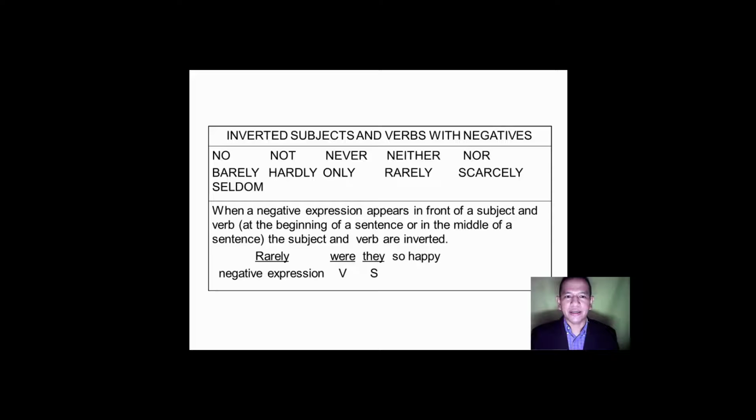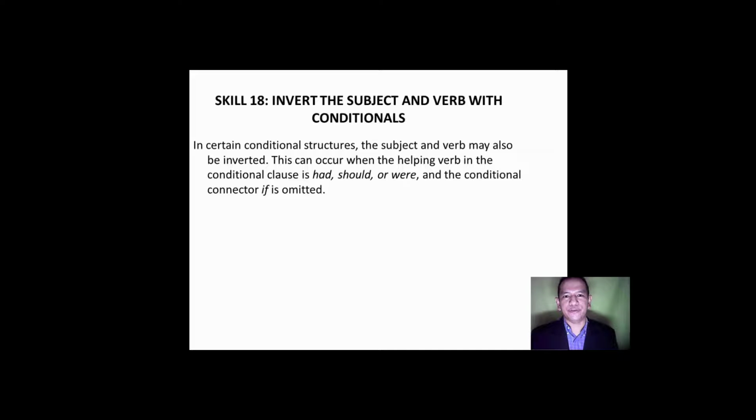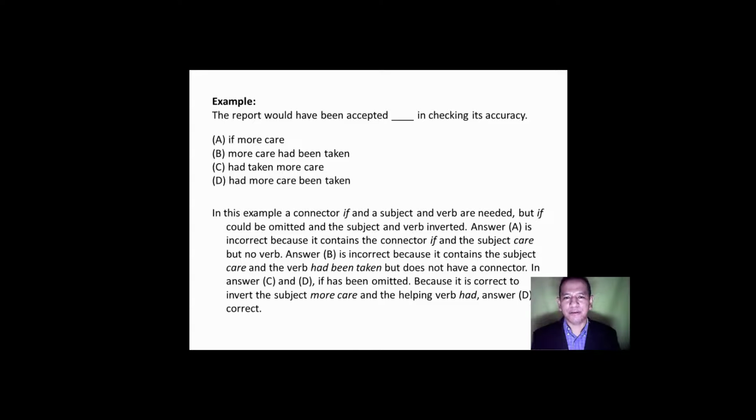Okay. Next, skill 18. Invert the subject and verb with conditionals. In certain conditional structures, the subject and verb may also be inverted. This can occur when the helping verb in the conditional clause is had, should, or were, and the conditional connector if is omitted. For example, "The report would have been accepted, blah blah blah, in checking its accuracy."